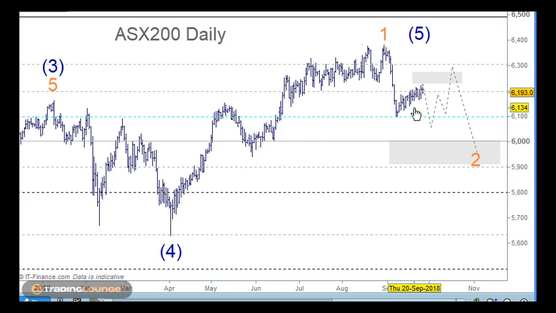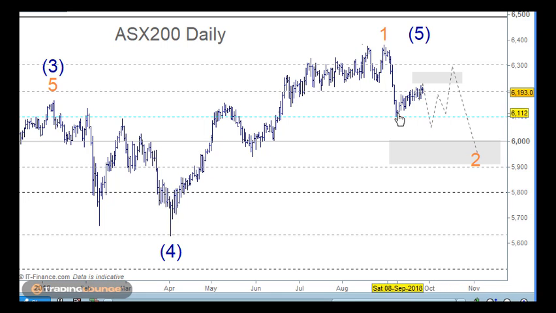The other point is that I was counting this as 1, 2, 3, 4 and 5 to here. Perhaps this is just the A wave. The B wave is going to climb a little bit higher into this space in this sequence, and then come down from here.